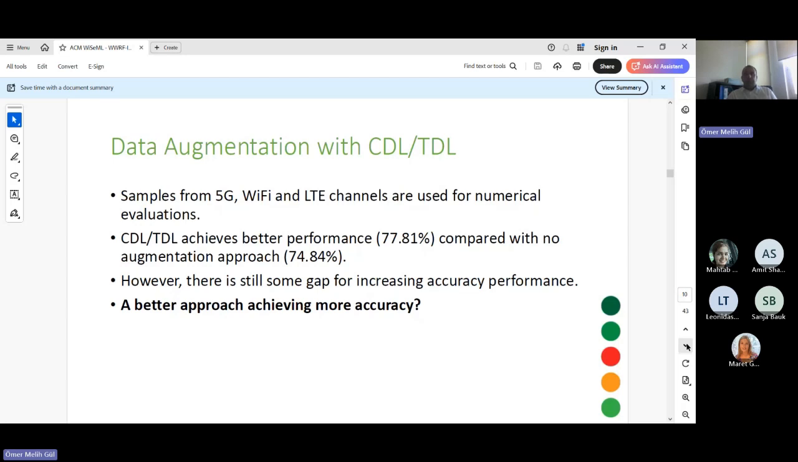Okay, in machine learning, generally when you consider deep learning, you use some CNN, but the CNN doesn't have sufficient performance. It achieves 75%. In that case, what will you do? You will use some CDL and TDL.